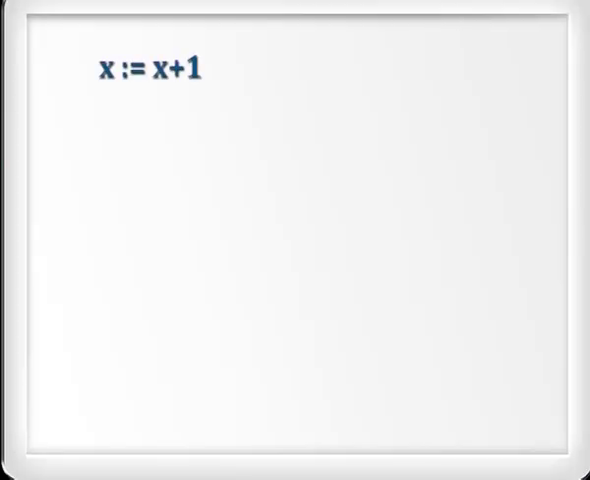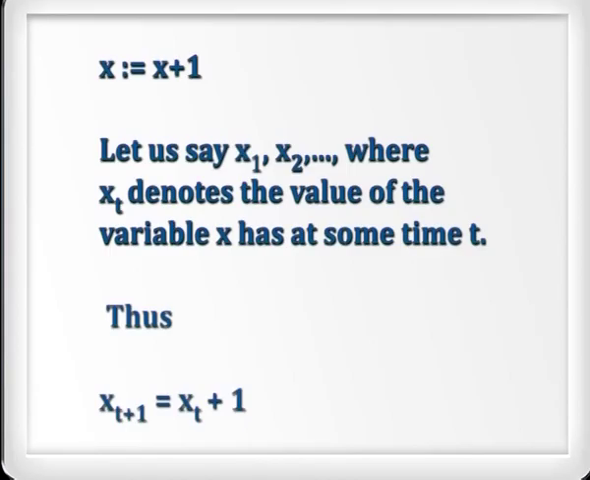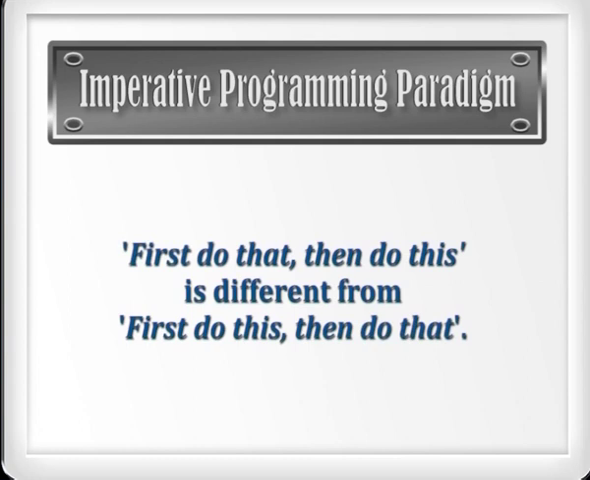For example, x = x + 1. This can only be understood mathematically by associating a sequence of values with x, let us say x1, x2, ..., xt, where xt denotes the value the variable x has at some time t. Thus, the above statement can be translated into mathematics as x(t+1) = xt + 1. The phrase also reflects that the order of the commands is important. First do that, then do this would be different from first do this, then do that.